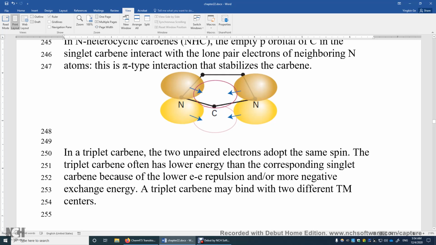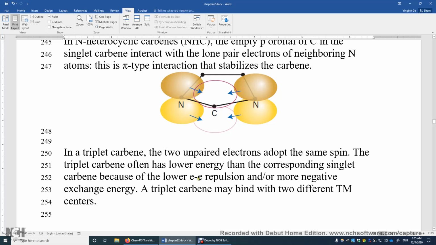In a triplet carbene, the 2 unpaired electrons adopt the same spin. The triplet carbene often has lower energy than the corresponding singlet carbene because of the lower electron-electron repulsion. You need to pair up the 2 electrons in the same orbital in a singlet carbene. So very often the electron-electron repulsion is slightly greater in the singlet carbene.